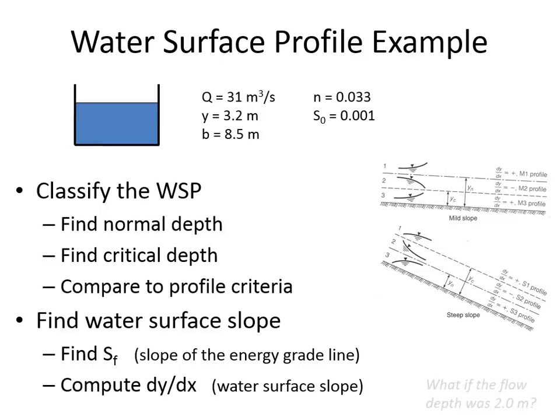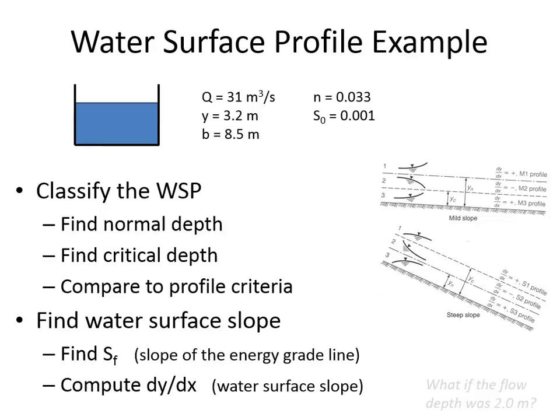So the flow rate's 31, squared. T is the top width. Here the top width is 8.5 meters, the same as the bottom width since it's rectangular. G is 9.81. And then the cross-sectional area is that same 3.2 meter flow depth by the 8.5 meter wide channel. And that we cube. Okay, so the Froude number squared is 0.04138.